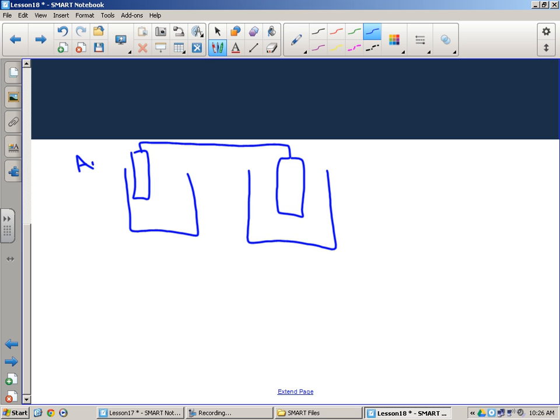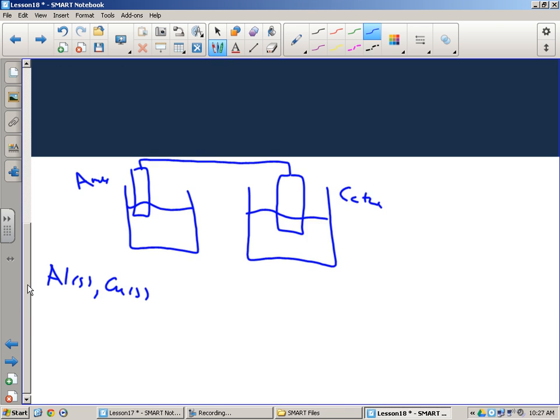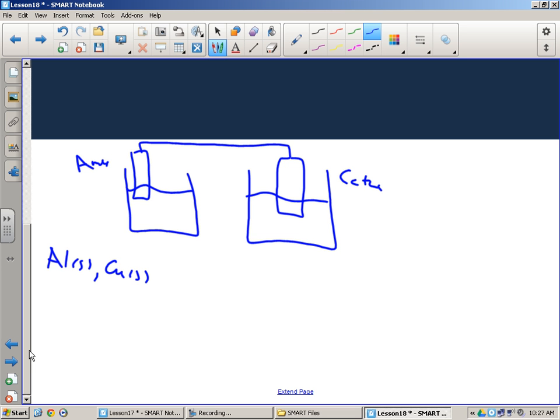Let's see, we'll put the anode over here and the cathode over here. In this particular case, when you think about aluminum and copper electrodes, the most simple half cell is the solid metal with its ion, yes? So we would talk about, for example, aluminum and copper. Those would be the solid electrodes in this case.